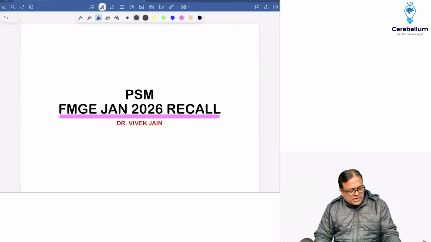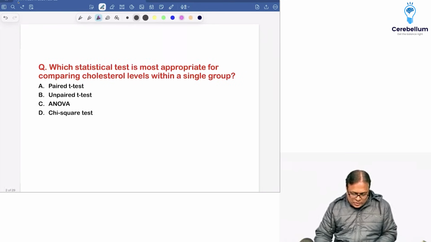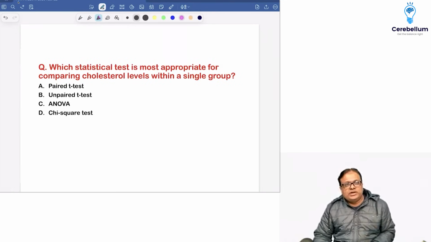Okay, so let us start. We have in our session Dr. Ivermectin never ending also is there. Okay, friends, this was one question which we were having.